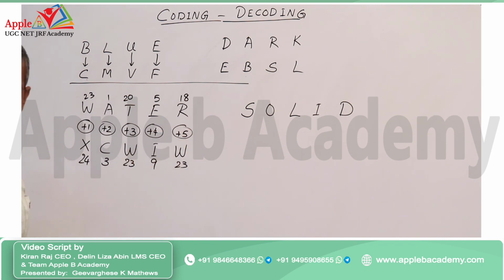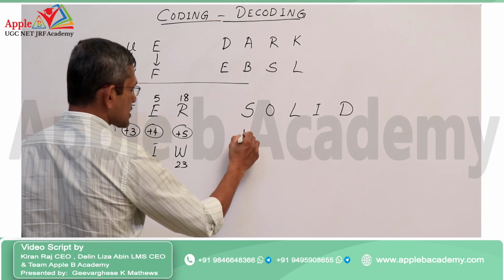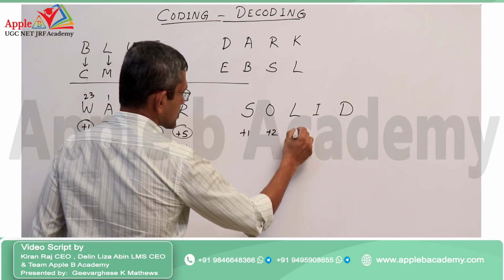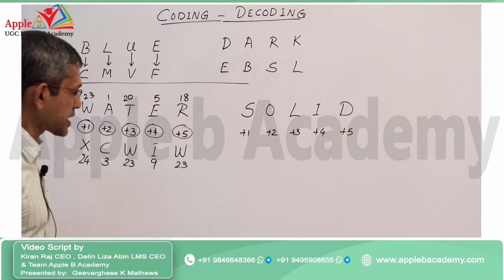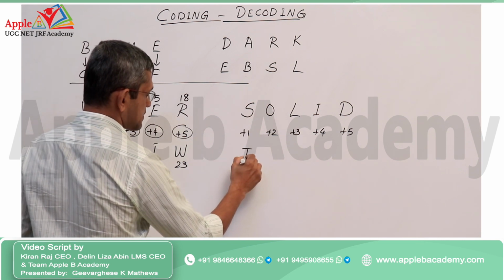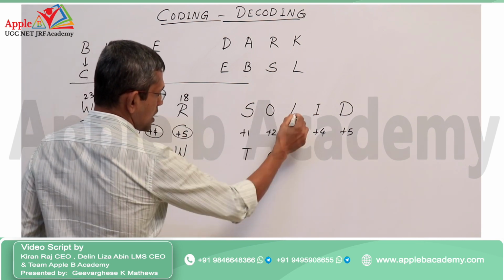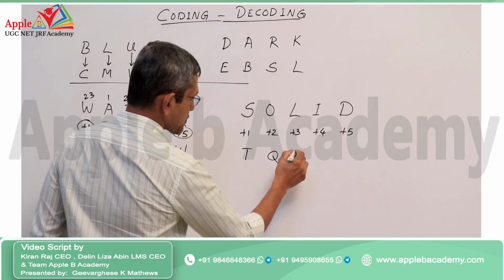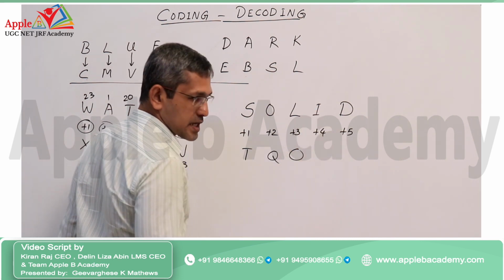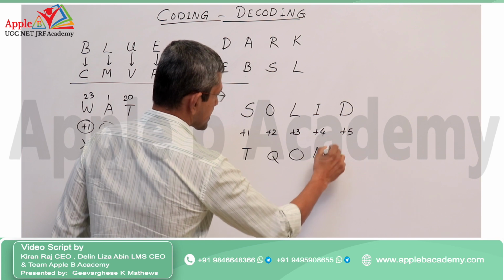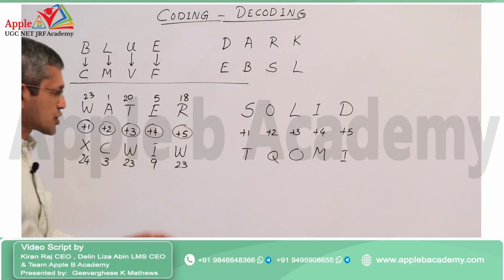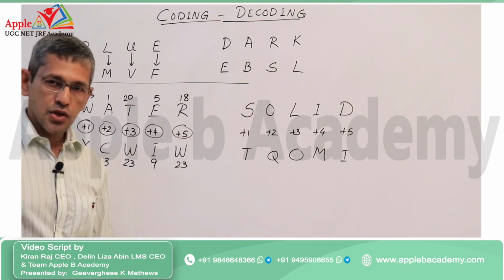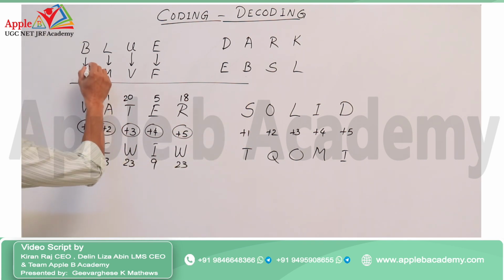That's a pattern. And we have to apply the same pattern on solid. So what we have is plus 1, plus 2, plus 3, plus 4 and plus 5. So what do we get here? S plus 1, T. O plus 2, Q. L plus 3, L is 12, 12 plus 3 is 15, O. And I plus 4, I is 9, 9 plus 4 is 13, M. D is 4, 4 plus 5 is 9, so I. So T, Q, O, M, I. So this is one of the codes we have.